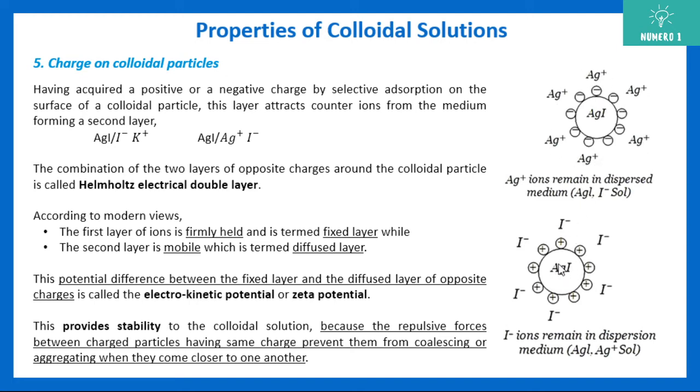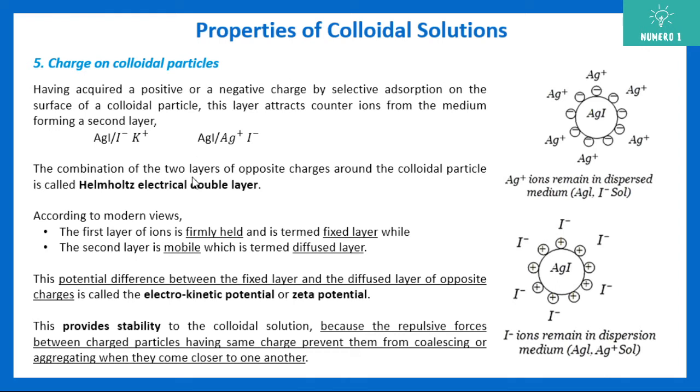Same way, if AgI was adsorbing positive ions, then the second layer will be of I minus. Okay, so you can see that Ag plus is the first layer and the second layer is I minus. Basically, the negative charge on AgI is attracting a positive charge layer on top of it. Same way here, Ag plus is attracting a layer of negative charge.